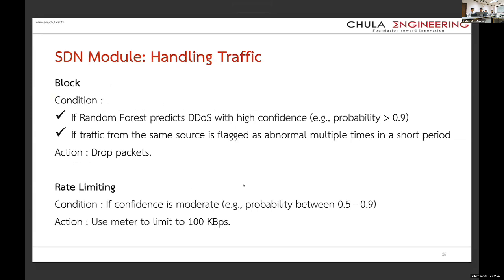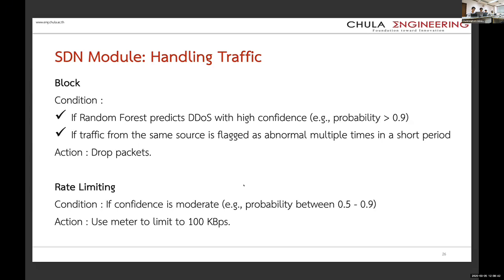In handling traffic, as I talked about before, there are 3 results. The first is block, the second is rate limiting, and the last one is forward packet. I will skip the forward packet. Let's talk about the block condition. The block condition applies when our random forest detects abnormal traffic or DDoS traffic with high confidence, for example a probability of more than 0.9, or when traffic from the same source is flagged as abnormal multiple times or repeatedly in a short time frame. We will take action immediately, that is, drop the packet.